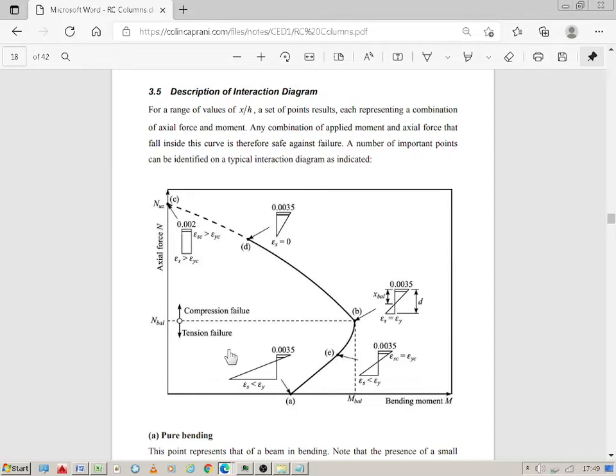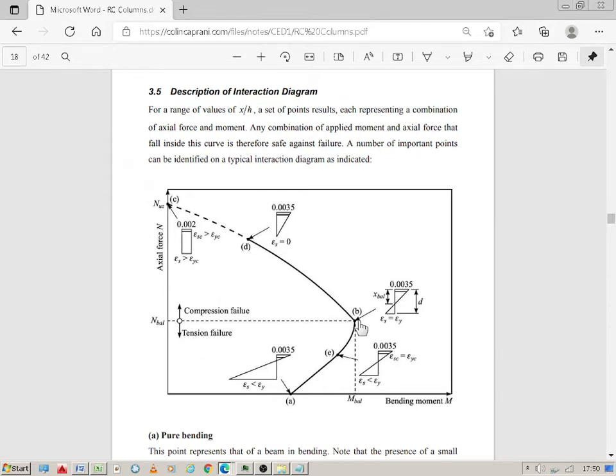I just wanted to get onto this interaction diagram. So this is like the charts in BS8110. It has design charts for beams as well, for beams and columns, but specifically columns for this example. So on the bottom axis you've got bending moment M. And on this line, where it says point B, where it's parallel to the x-axis, that's the balanced point, where this section is failing in tension and compression.